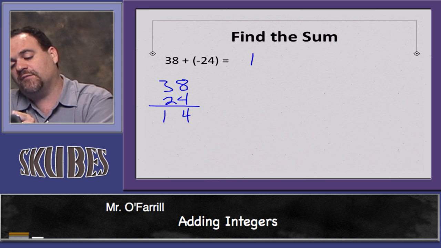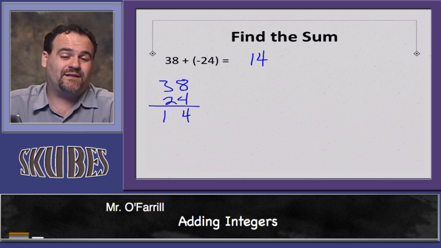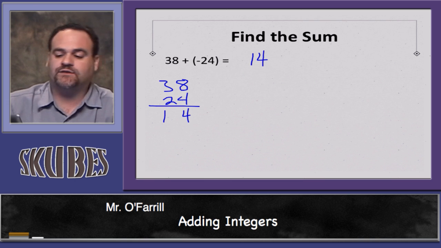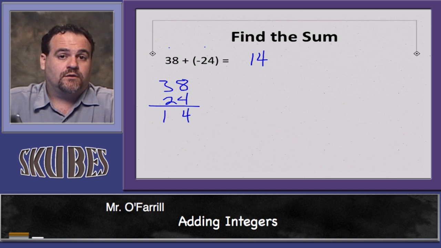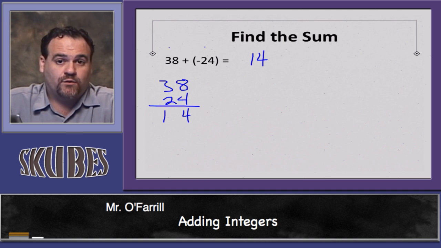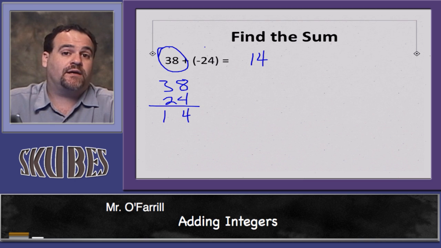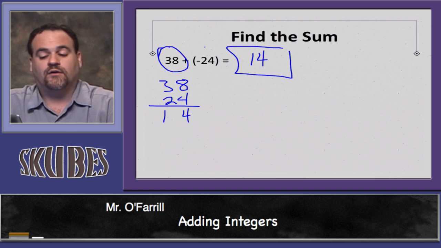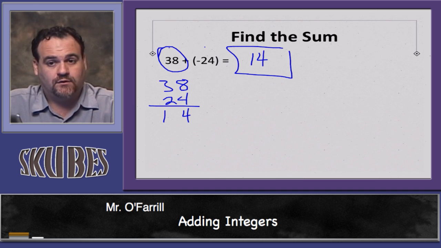I know the answer is going to be some kind of 14. But what kind of 14 is it? Is it a positive 14 or a negative 14? Well, I'll ask you. We have a 38 and a 24. If you saw just a 24 and a 38, which one do you think is bigger? 38's bigger. And what's its sign? It's positive, so the final answer is positive. 38 plus negative 24 is a positive 14.